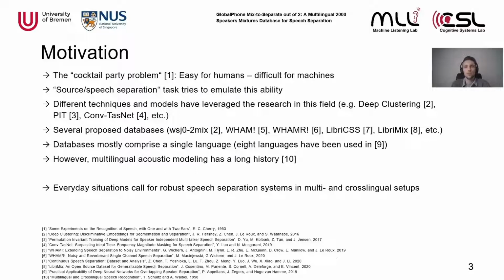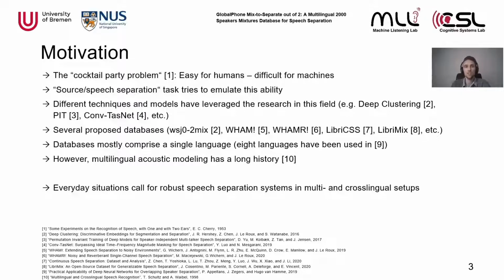Humans are able to focus and follow the voice of a specific desired target speaker in a situation of multiple talkers or multiple sounds. While this so-called cocktail party problem is easy for humans, it is still an unsolved and hard task for machines. Source or speech separation describes the task which tries to emulate this ability on machines. And over time, different techniques and models, for instance, deep clustering, permutation invariant training, or Conv-TasNet as time domain architecture, have been proposed and strongly leveraged the research in this field.